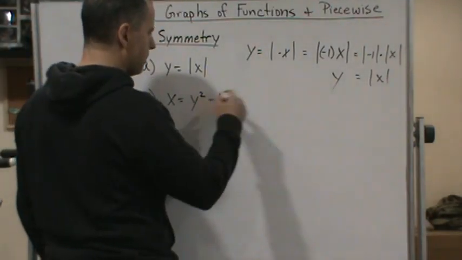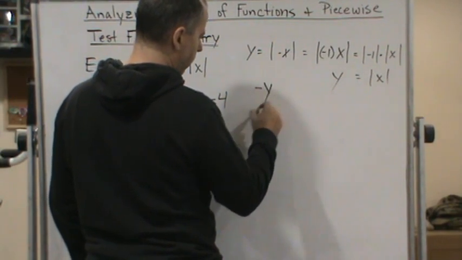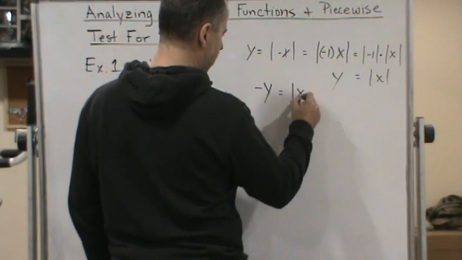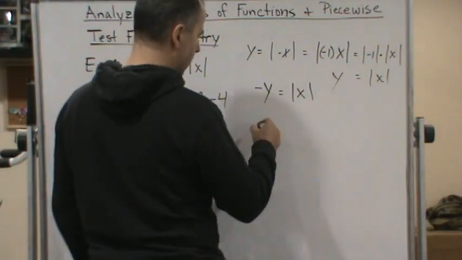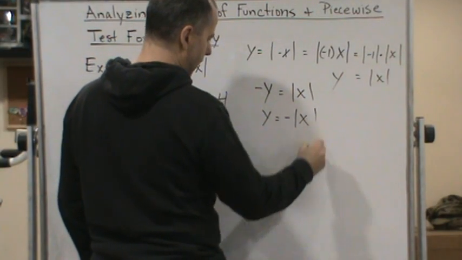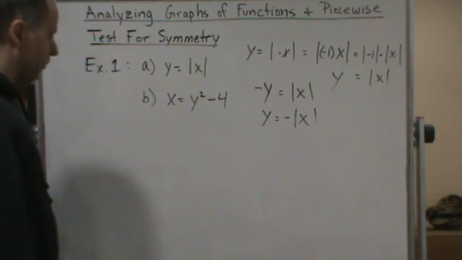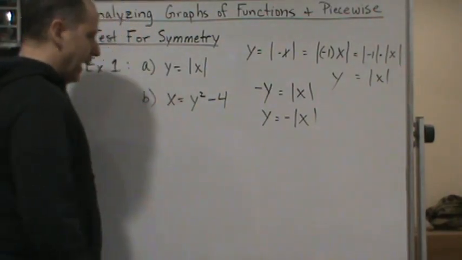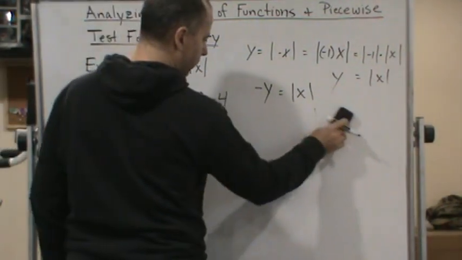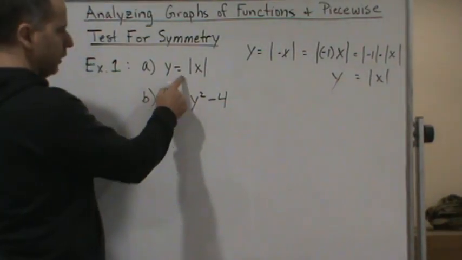Okay, now, what about replacing y with negative y? So if we do negative y equals the absolute value of x, and then let's multiply both sides by -1, we get y equals negative absolute value of x. Well, there's no way we can simplify that any further, and so we don't get back to the original equation, so this is not symmetric with respect to the x-axis, and we already know that because we know the behavior of the parent function, right?